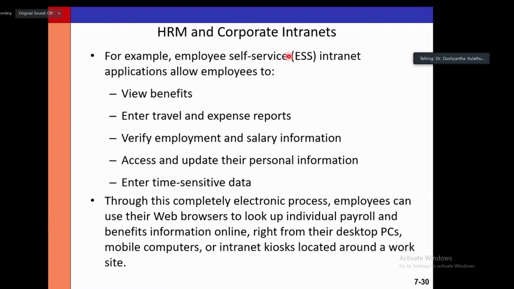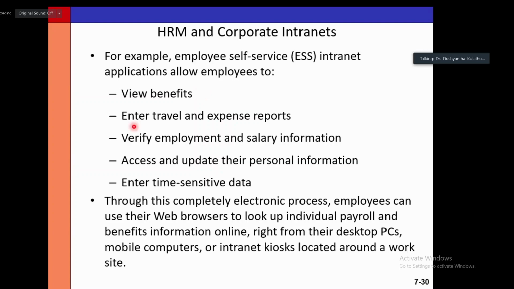Continuing, we are going to look at some specific self-service options that may be available to employees through the intranet. View benefits: what sort of benefits they are entitled to. Whenever they want, they can go and see what benefits are available to them as an employee in this organization.